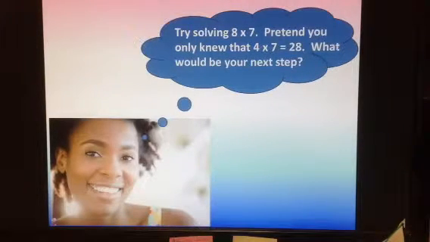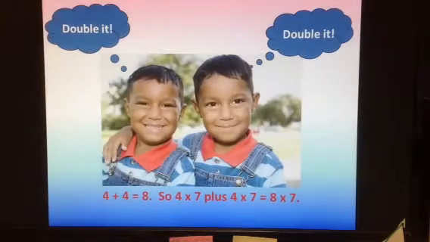Try solving 8 times 7. Pretend you only knew that 4 times 7 equals 28. What would be your next steps? Students knew they could double the answer to get 8 times 7. They say double it. 4 plus 4 equals 8. So 4 times 7 plus 4 times 7 equals 8 times 7.